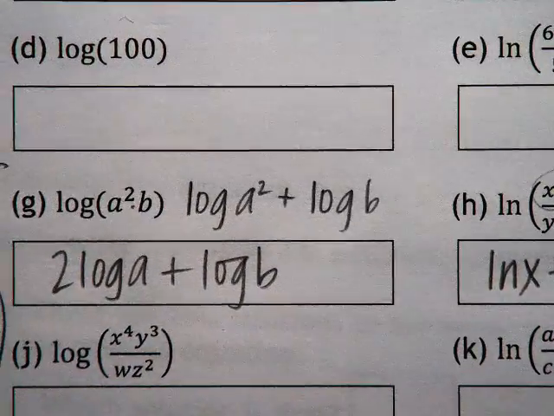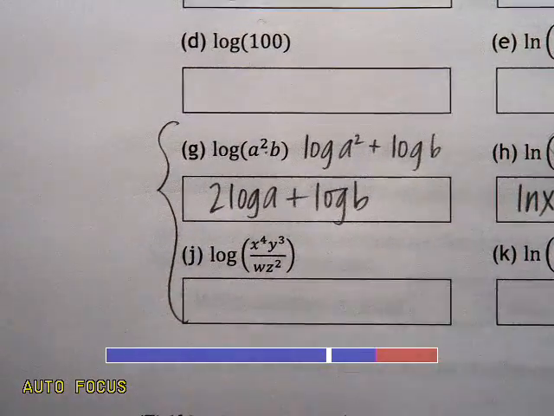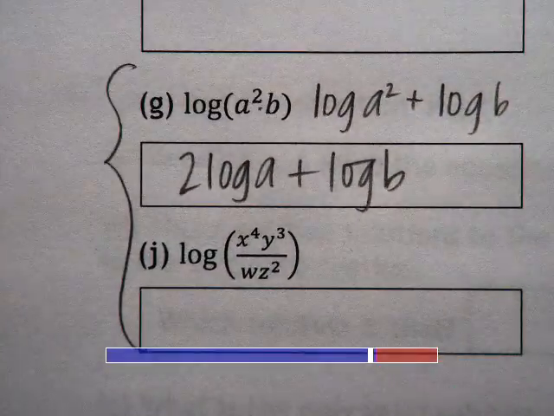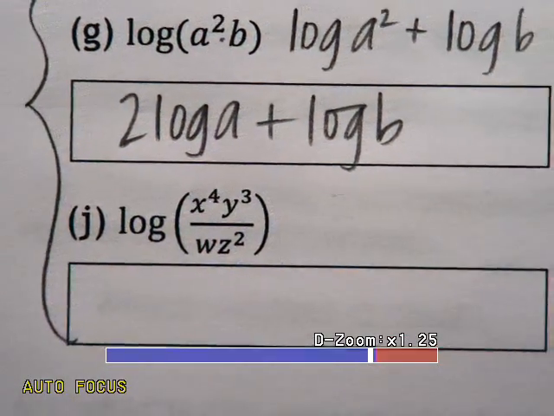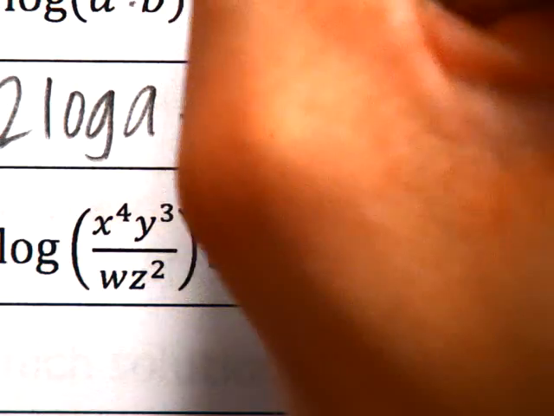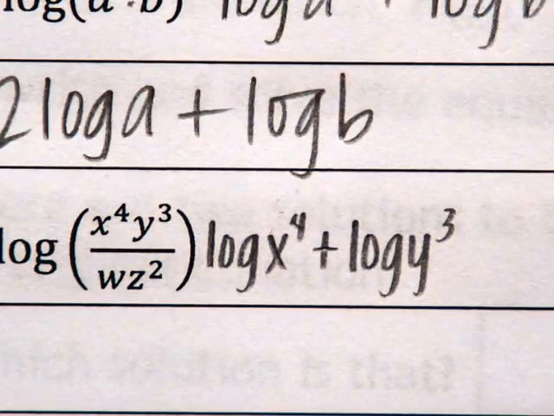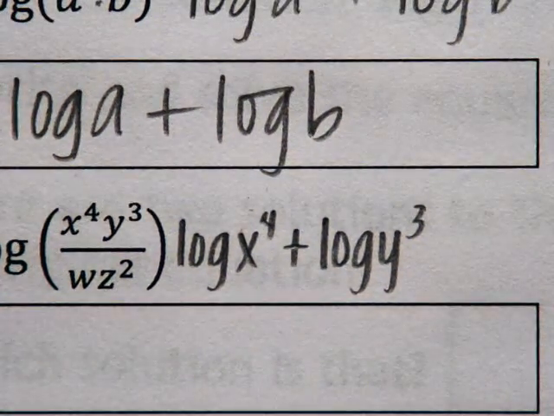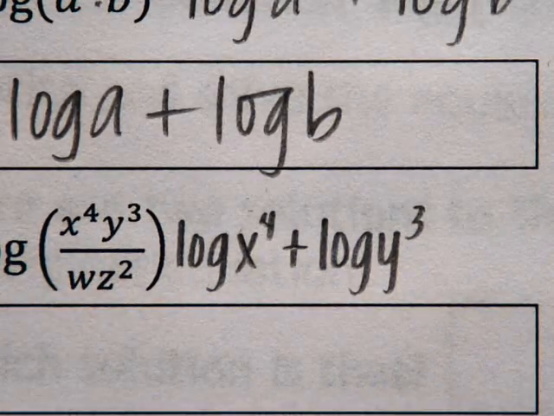Last one, just again to make sure, letter J. This one had a lot going on. So let's try to predict here. I can definitely tell I had some product action on the top. I can tell I had log of x to the 4th product with log of y cubed. We can see that part pretty clearly because x to the 4th and y cubed multiplied.